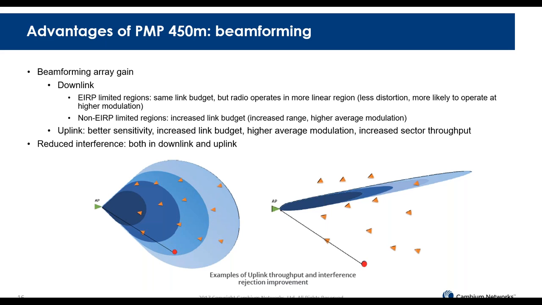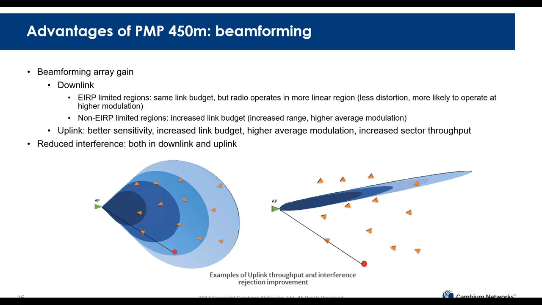However, there is still an advantage that we are operating in the access point at the lower power, which means there is going to be less distortion because the access point operates in a more linear region, and this increases the probability of the access point using a higher modulation.